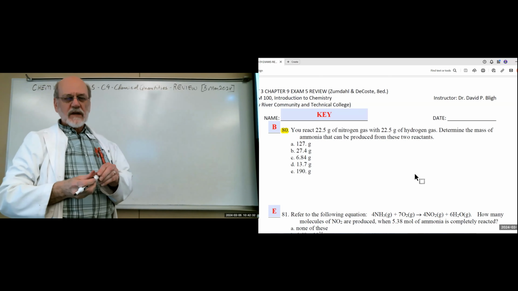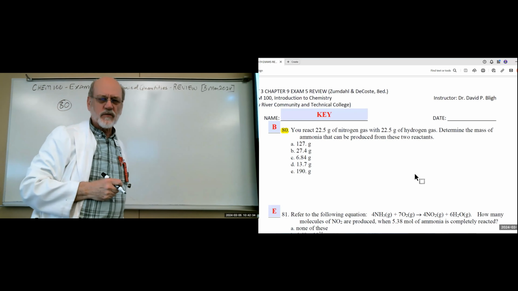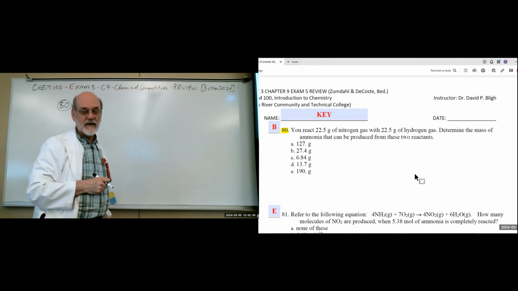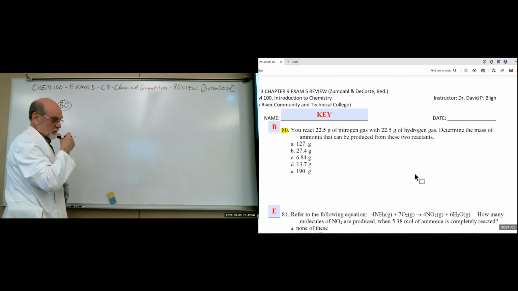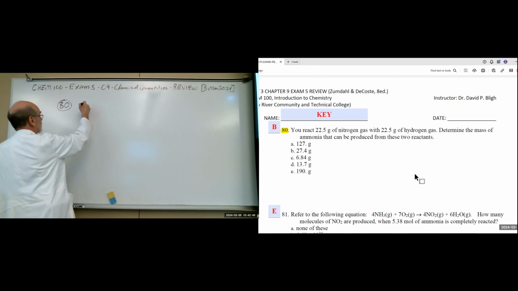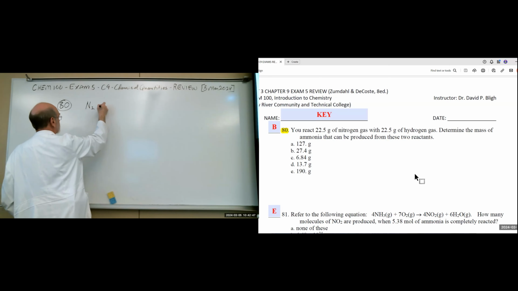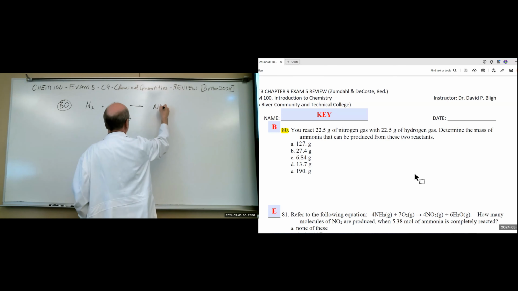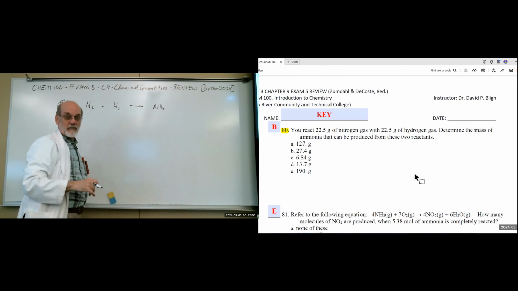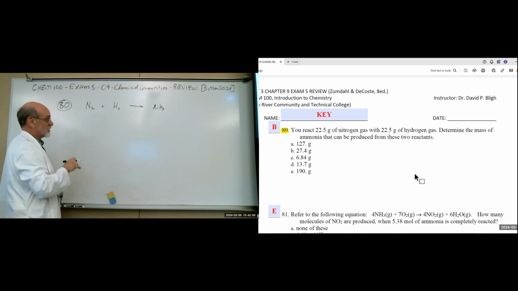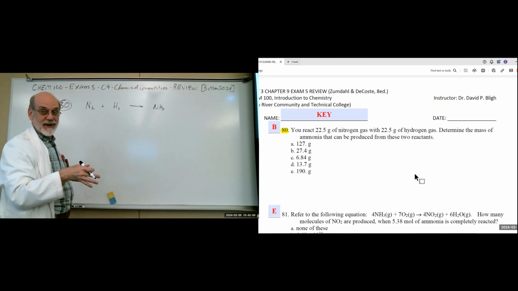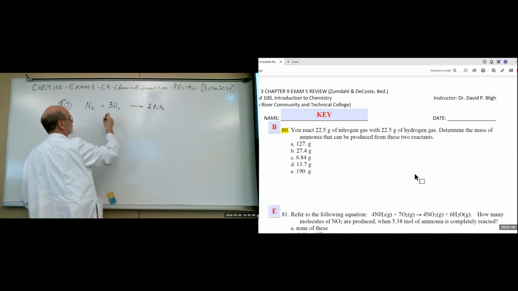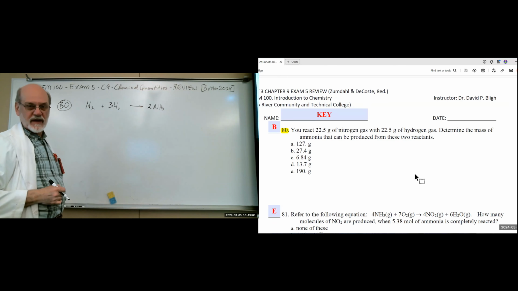Go. You react 22.5 grams of nitrogen gas, 22.5 grams of hydrogen gas, determine the mass of ammonia that can be produced from these two reactants. All right. So you have to write this equation. Nitrogen gas plus hydrogen gas makes ammonia gas. And if you don't remember from previous problems, or you don't have access to the previous problems, then you have to balance it. And this one is going to be 2 here and 3 there. All right, they're all gases.